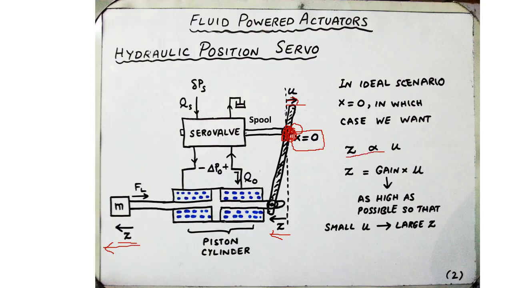And Z and U, we would like to have them related in the form of a proportionality relationship, so that Z is some gain times the input displacement U. And we want this gain to be as high as possible so that a small input displacement leads to a large output displacement Z.